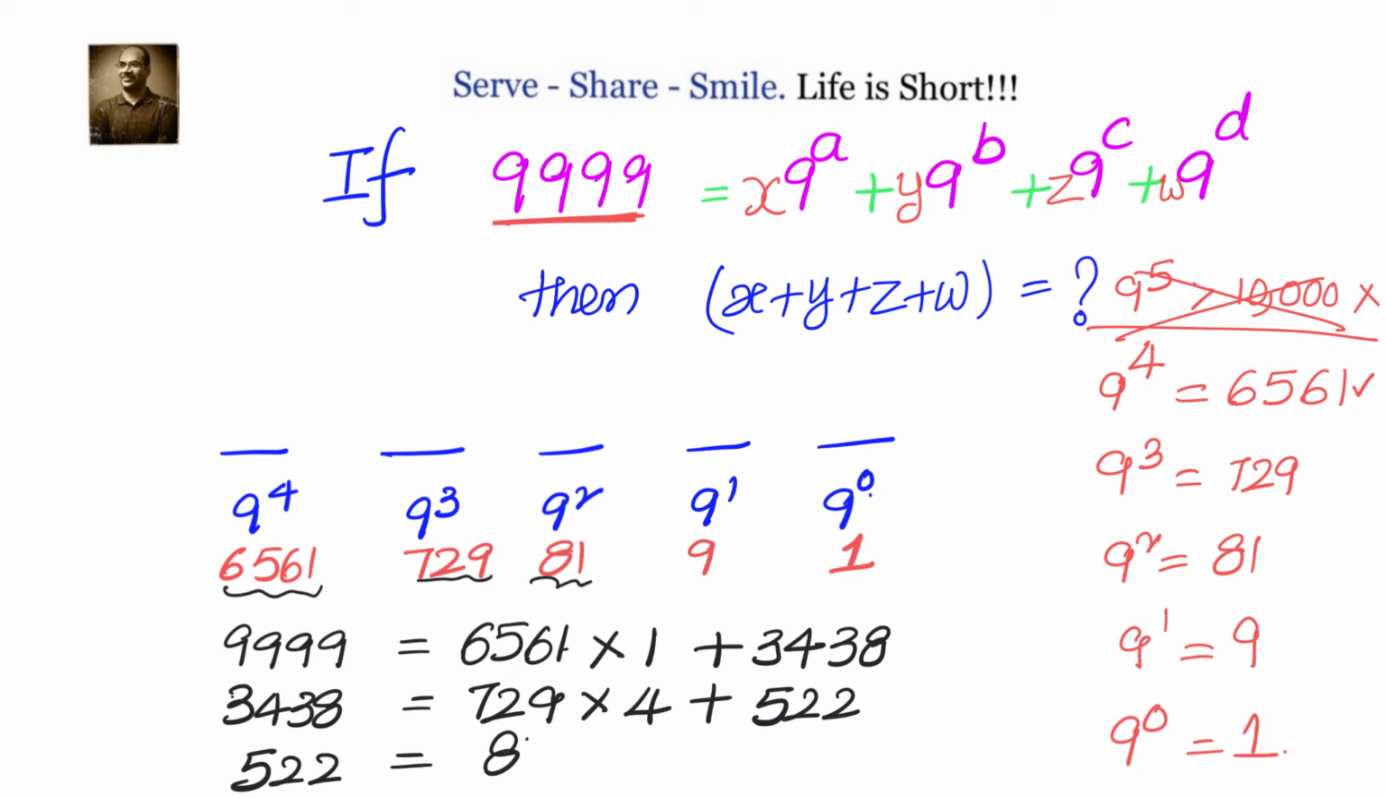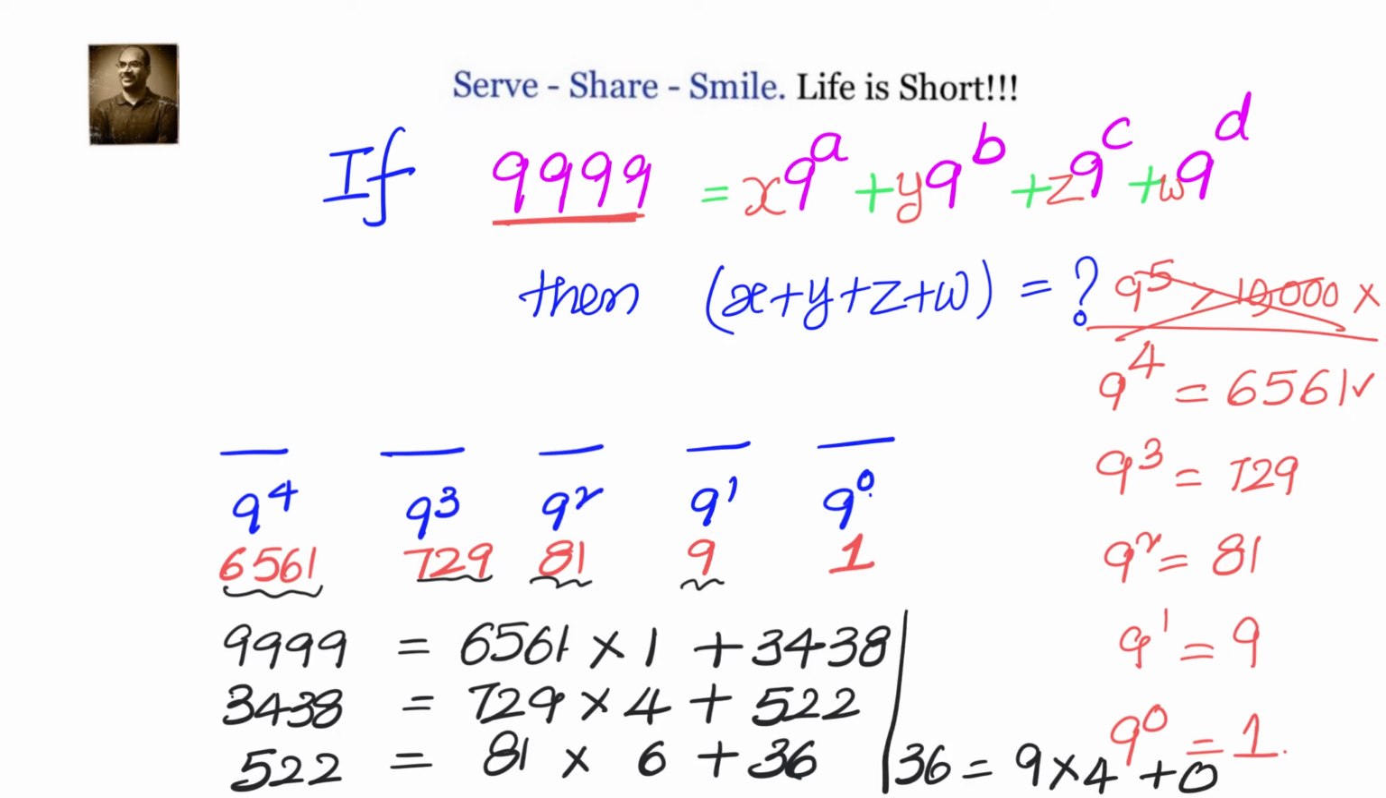Now we go to the next, 522. We have to do this with 81 now. 81, how many times? 6 times it will go, 486, and left out is 36. So remember the values we got are 1, 4, 6. Now 36, how can we write it with respect to 9? 36 equals 9 into 4 plus 0. So what is left with us is 0.